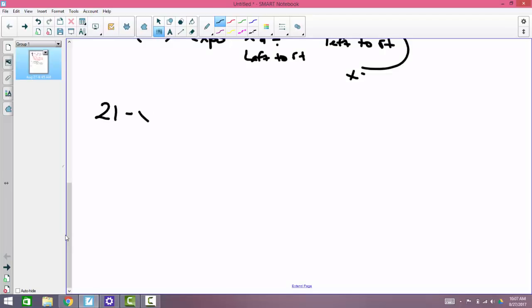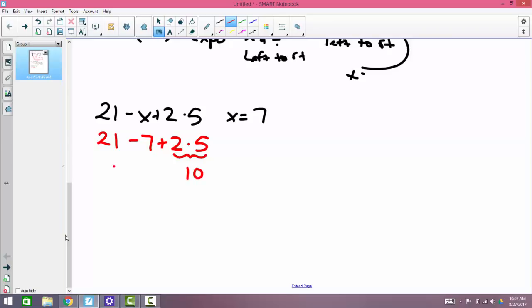21 minus x plus 2 times 5 when x equals 7. Go ahead and pause. So multiplication and division from left to right means we would do this first. And then you have 21 minus 7 plus 10. I personally would make that plus a negative. 21 plus -7 is 14, and 14 plus 10 is 24. How'd you do? We'll do another.